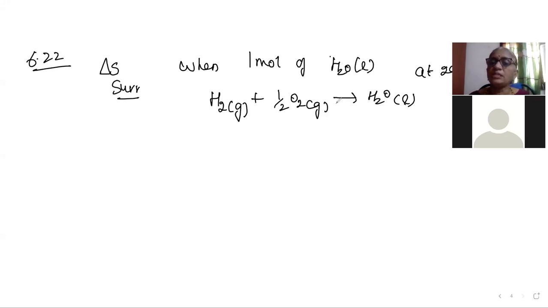So this is the formation reaction of water. And for this, the enthalpy change is given as del H naught formation is minus 286 kilojoules per mole. So when 1 mole of water is formed from its corresponding elements, according to the proper stoichiometric combination, this much energy is evolved. Okay. Now what are we asked to calculate? We are asked to calculate del S of the surrounding.